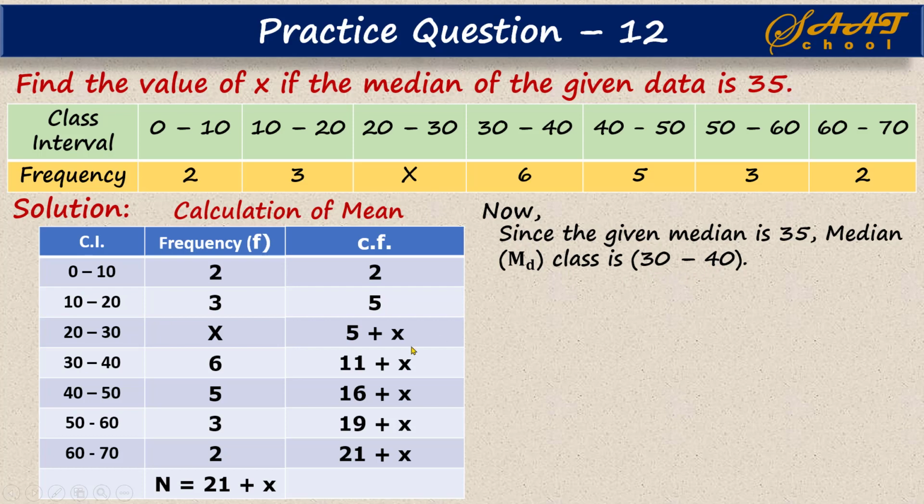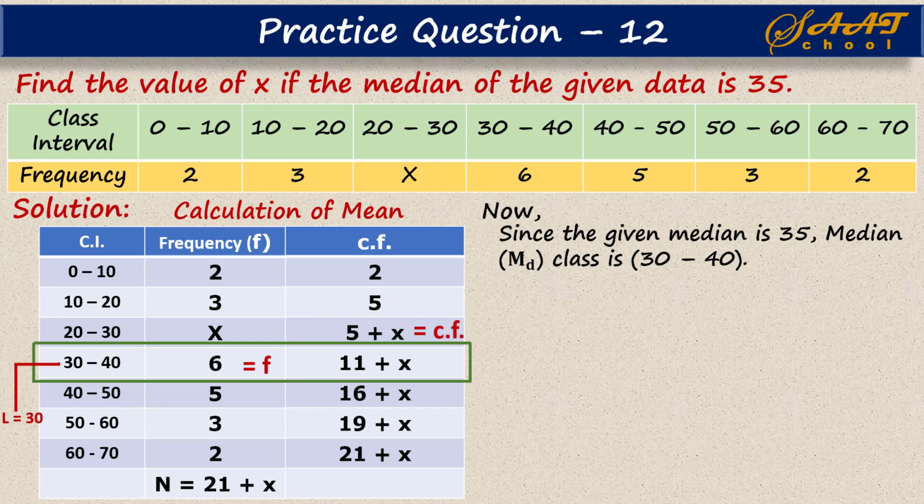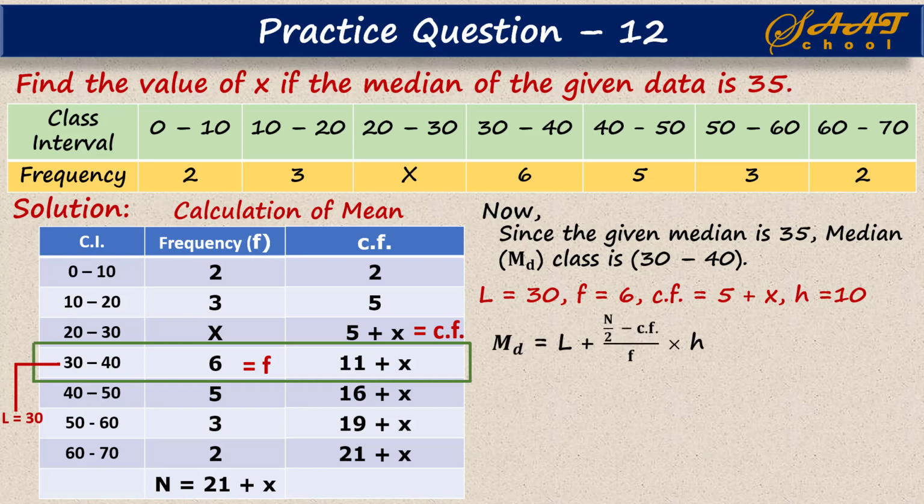Once you have the median class, which is 30 to 40, you can find the remaining values: the lower limit, which is 30, the value of f, which is 6, the cumulative frequency, which is 5 plus x in this case, and the value of h or I, the height of the class or the class interval. Here the class interval is 10. Now using the relation of the median and putting in all those values, we can find the unknown value, in this case the value of x.